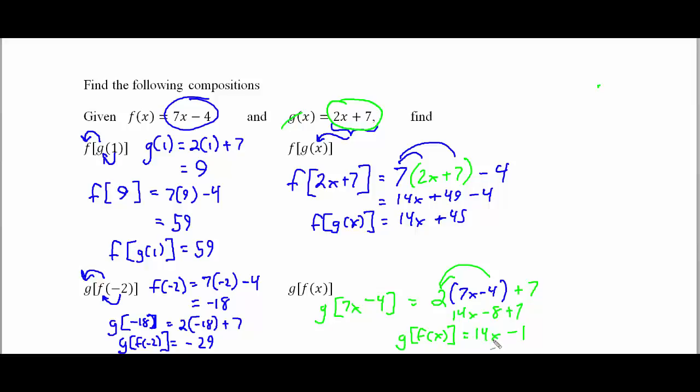Now, what's great about this is let's plug in negative 2, like we did over here, to this equation. If I take 14 and multiply by negative 2, I get negative 28. Minus 1 is negative 29. So this answer checks out. Moreover, I can plug in any values or any numbers that I need to find for this composition. Not just negative 2. I can use any positive or negative integer or decimal or irrational. So it's pretty handy.